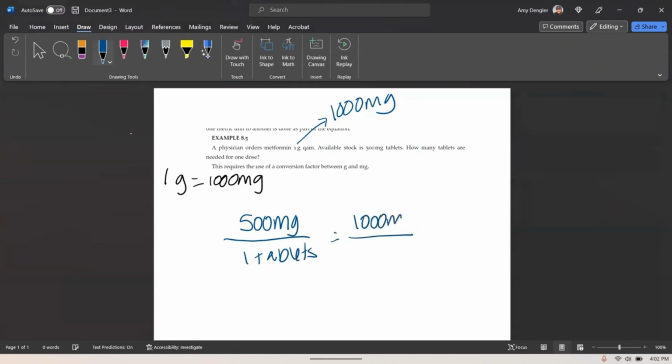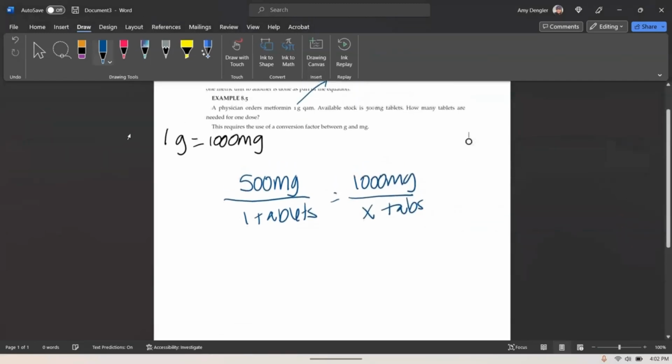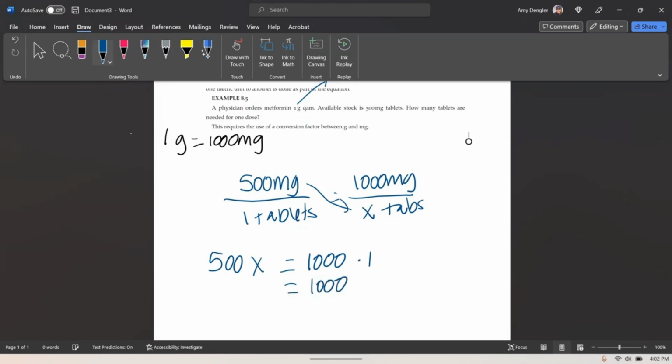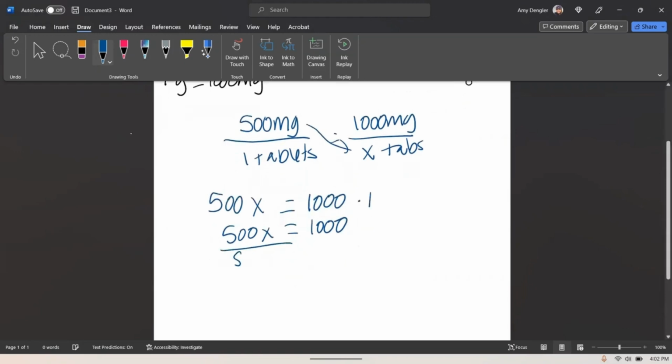We need 1,000 milligrams. How many tablets? Again, if you can figure this out in your head, that's perfect. That's what you eventually want to be doing with things like this. But we'll work it out. So we cross multiply. So the 500 becomes 500x is equal to 1,000 times 1, which we know is just 1,000. And we want to get the x alone, so we're going to divide both sides by 500. So on the one side, we just have x. If I divide that by 500, I'm going to get 2 tabs.